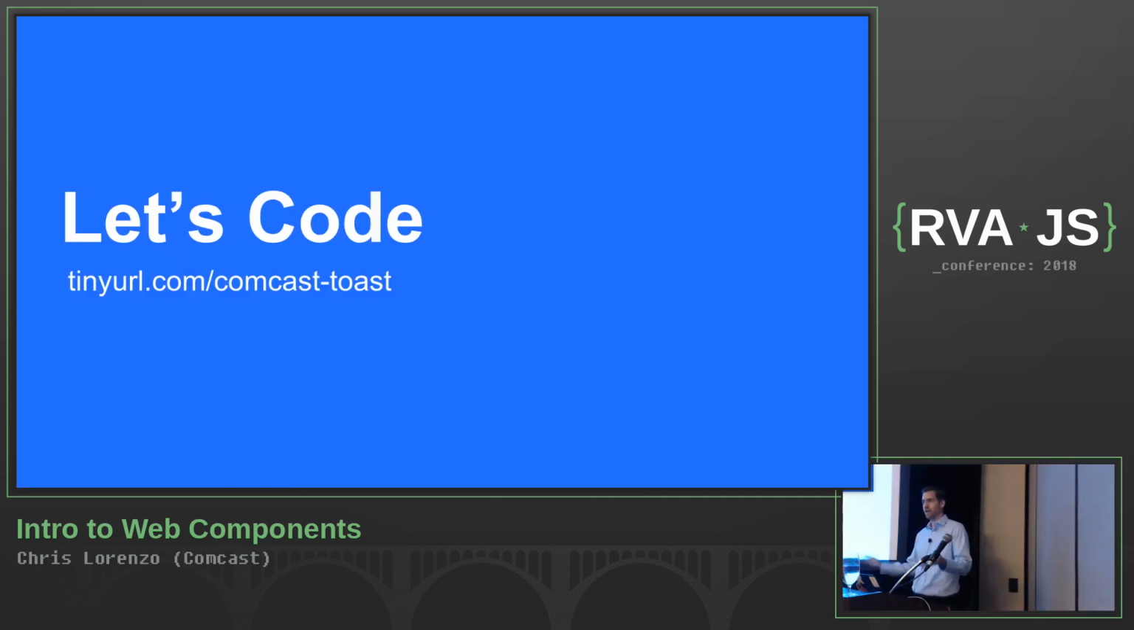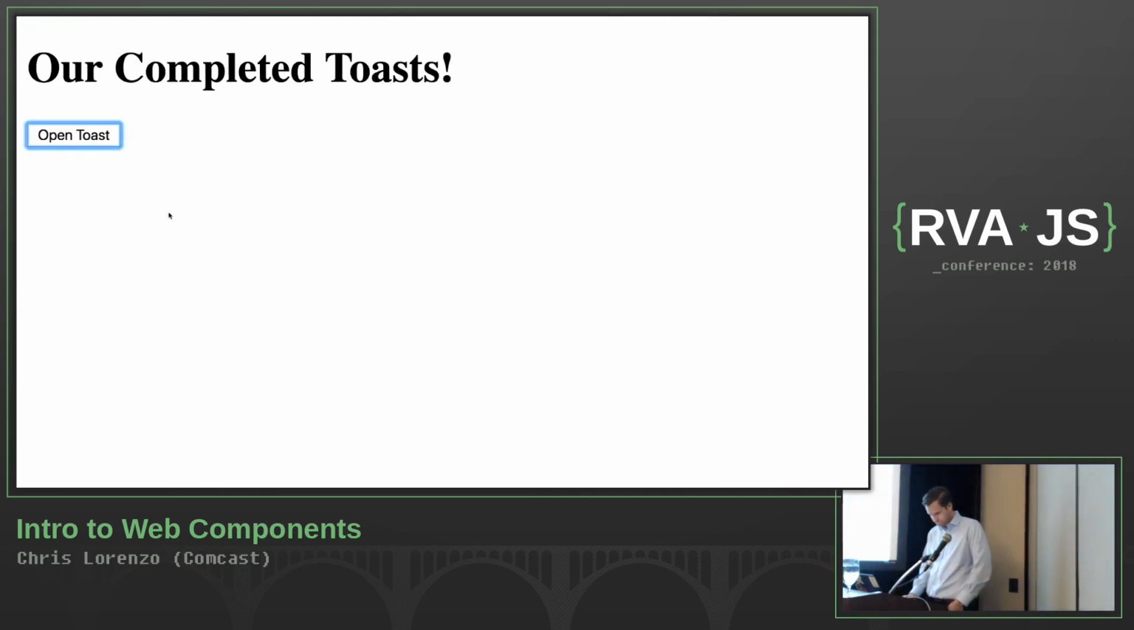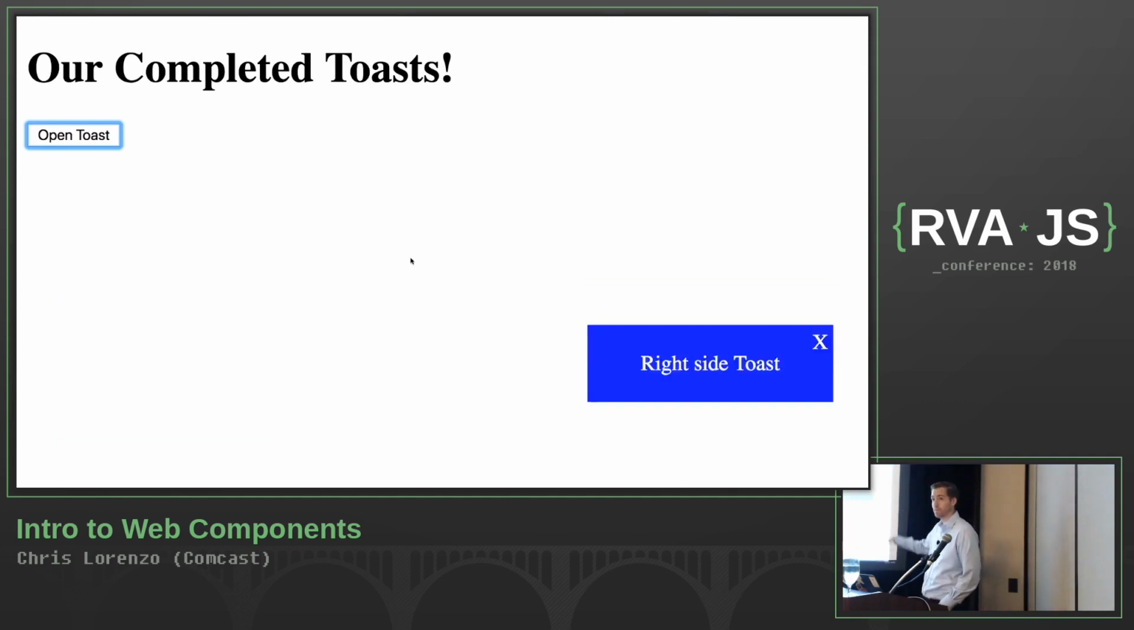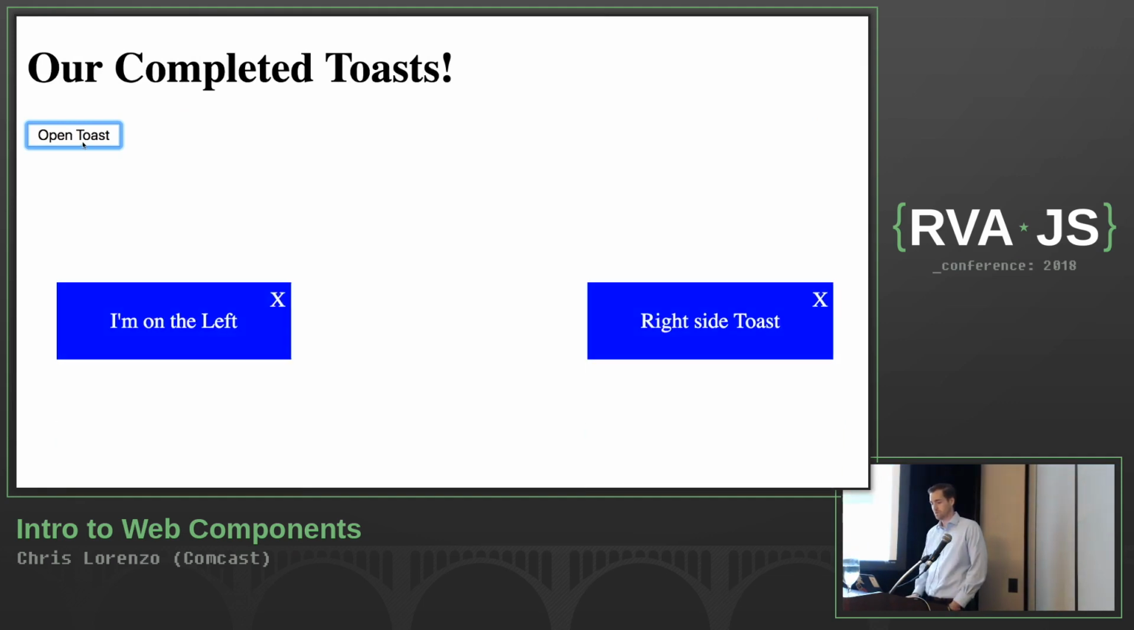So that was a quick introduction to web components, and now we're actually going to go through the APIs and build a custom element. The custom element that we're going to build is a toast. For those who don't know, a toast is that thing that pops up from the bottom of the screen. So I'm just going to demo that again. We're going to build this thing.